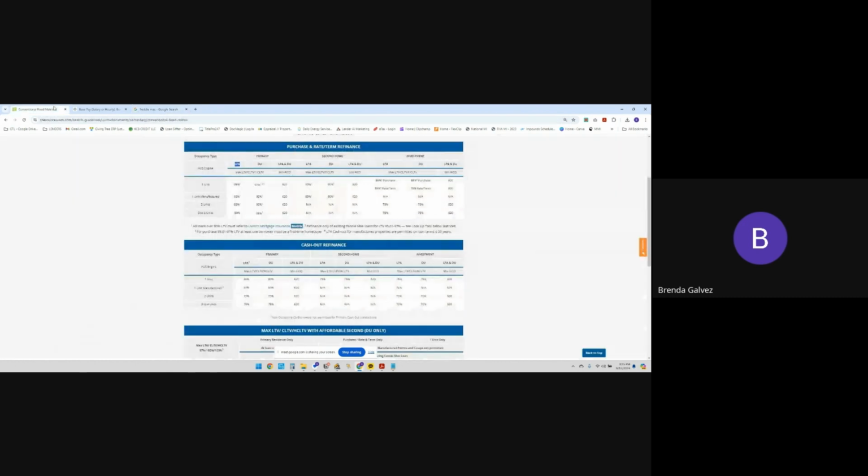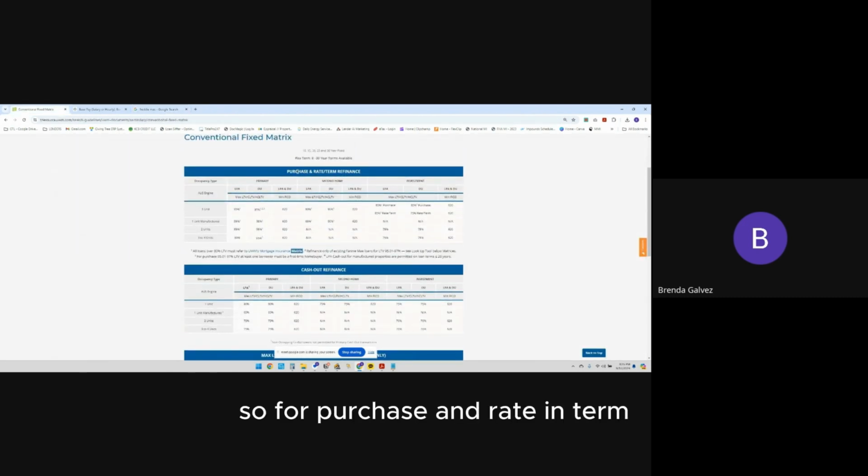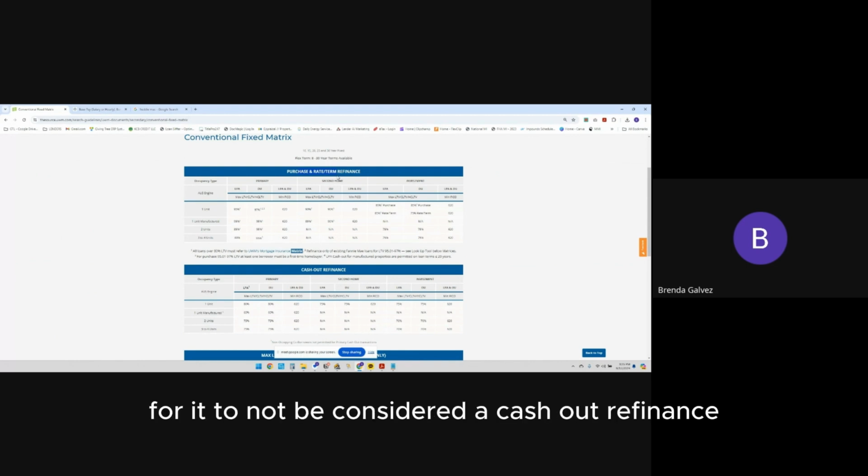Okay. So for purchase and rate and term, as we've mentioned before, a rate and term is a refinance where you're only changing the rate and term. You're not getting any cash back. The max you can get as cash back for the borrower is $2,000 for it to not be considered a cash out refinance.